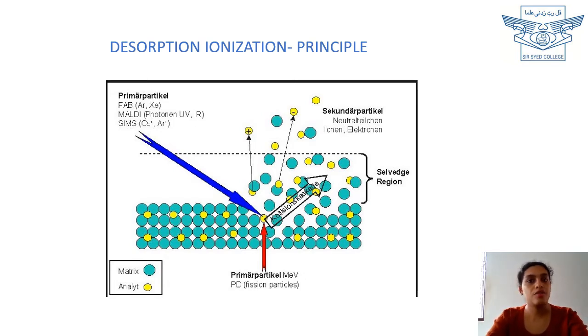In MALDI, we will be using lasers as the high energy source, and in FAB, these are fast atoms like xenon, argon, etc. Fast neutral atoms are used in the case of FAB, and when it comes to SIMS, the ions are cesium cations, etc.